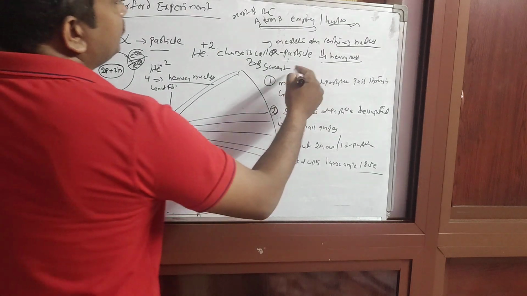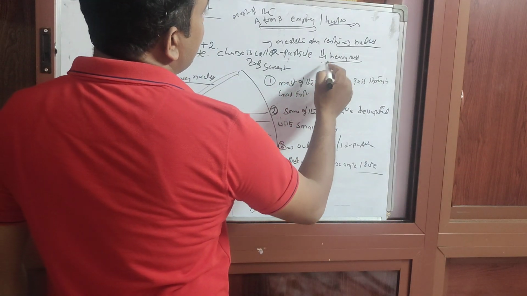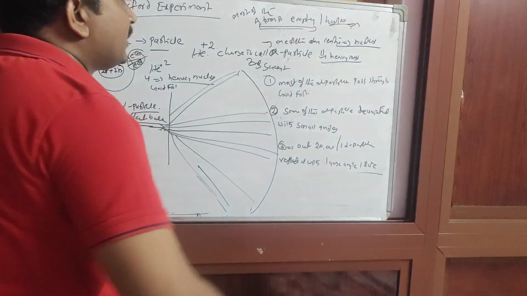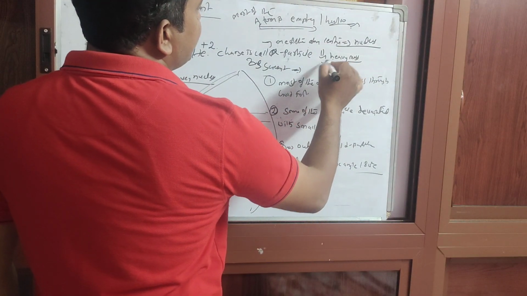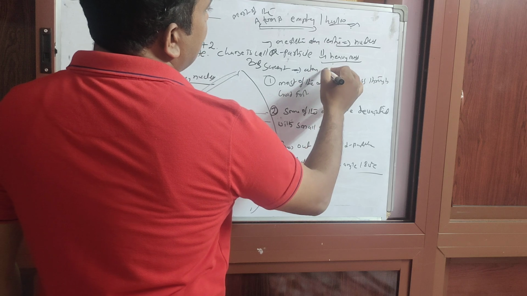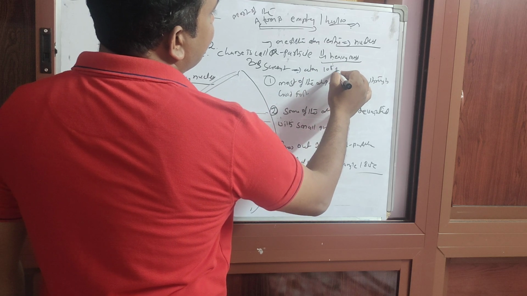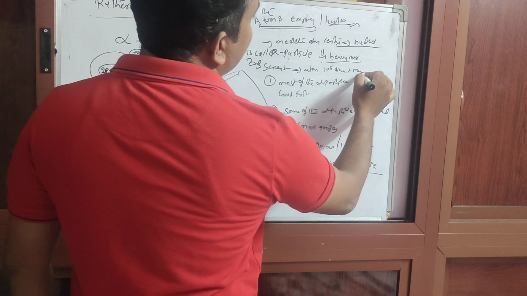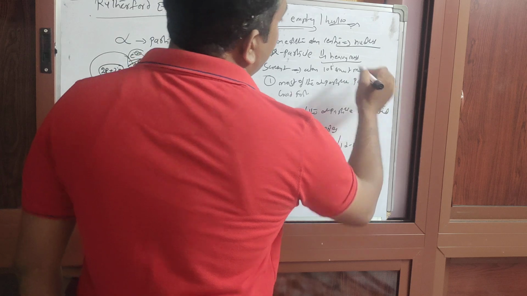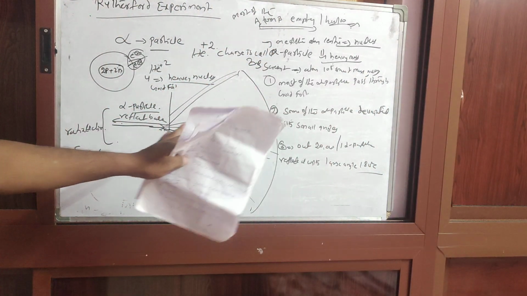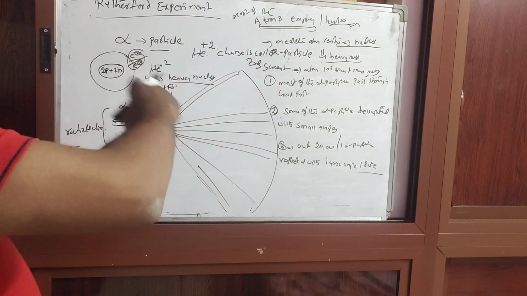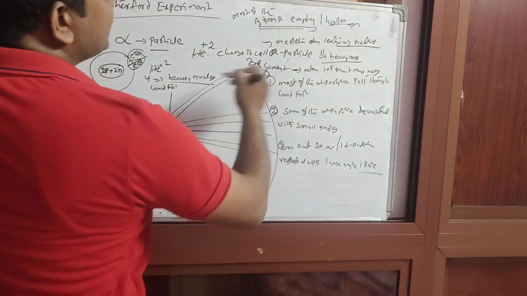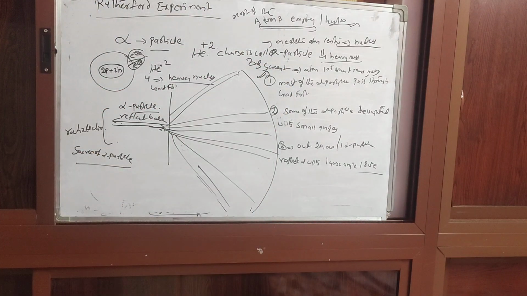Next, the mass of the atom is 10 to the power of times the mass of the nucleus. Because if you take the nucleus as a cricket ball, then the ground is the entire mass of the atom. He has observed these observations.